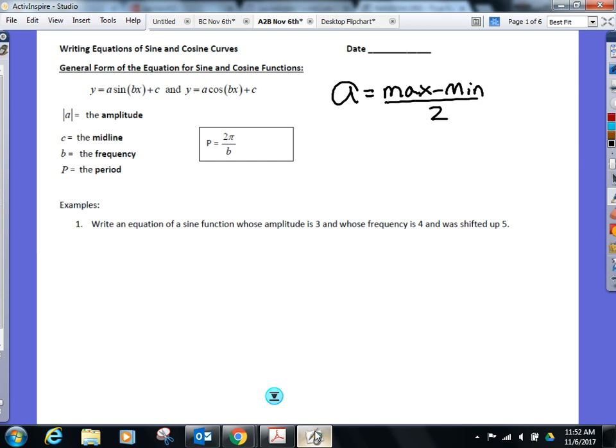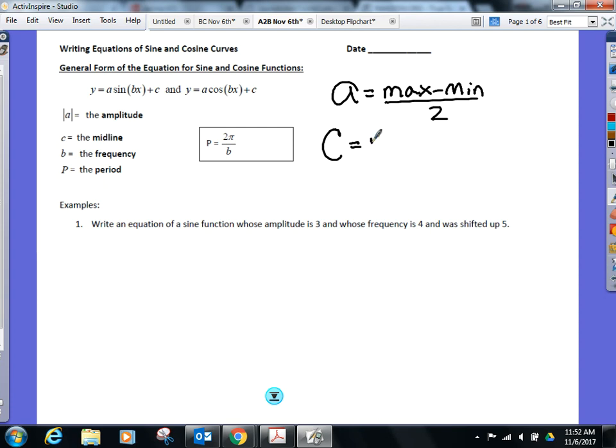Max minus min divided by 2. Some new ones for you. There is a way to find the C value without looking at the graph and saying how many units I shifted up or down. It's a formula, unfortunately, but it's not that bad. It is very, very similar to the amplitude formula, except I add the max and min and divide by 2.